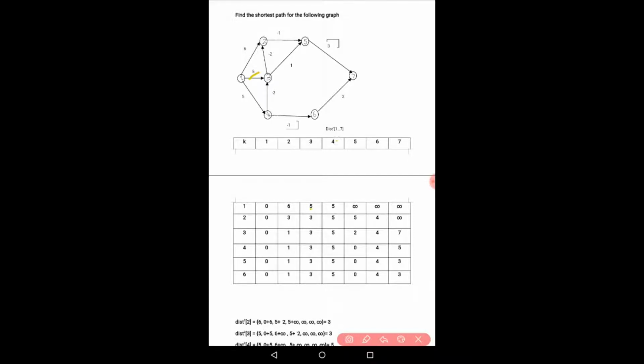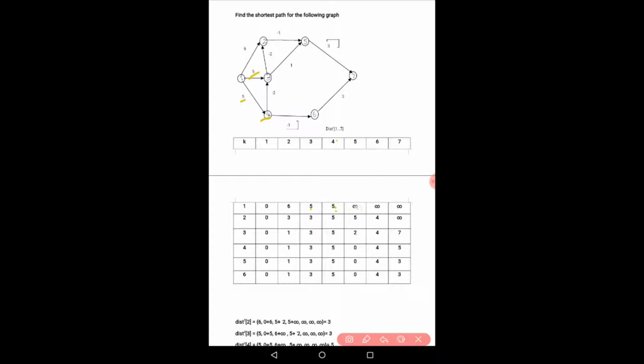Then node number 4 from source. What is the direct distance? That I can see from the graph. So this is node 4. Direct distance from source is 5. So that value I have written, 5. Directly connected edges will have the correct values.